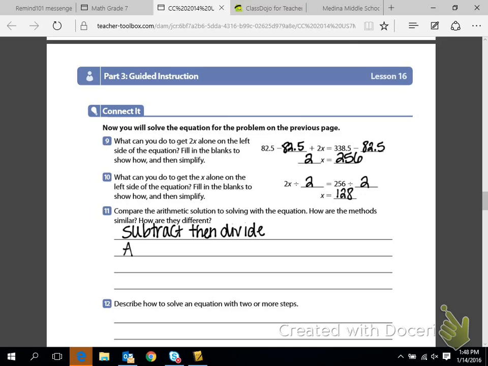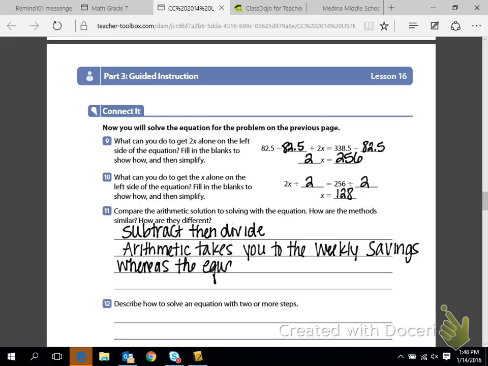So the arithmetic takes you to the weekly savings first. Whereas the equation takes you to the paycheck amount.